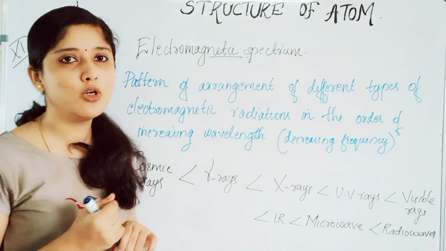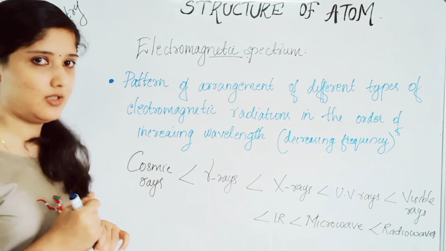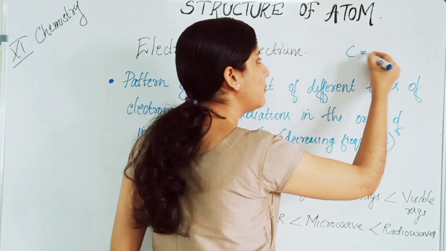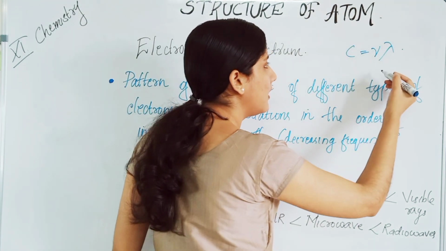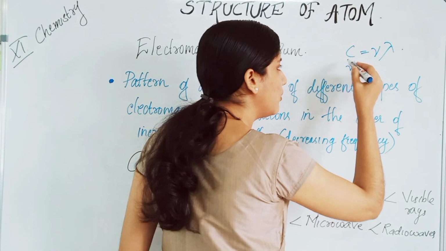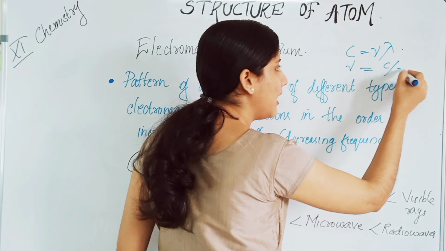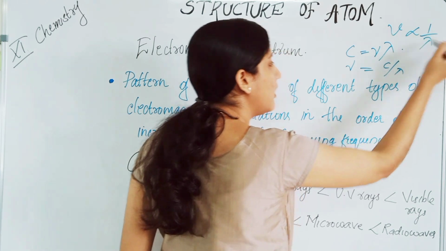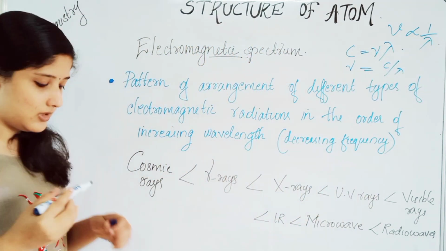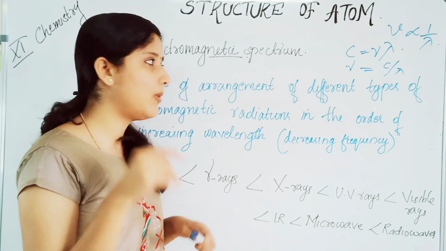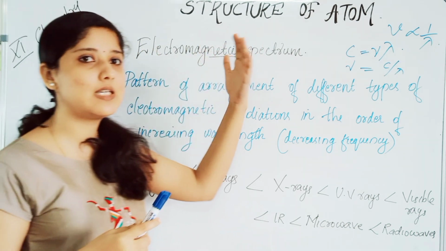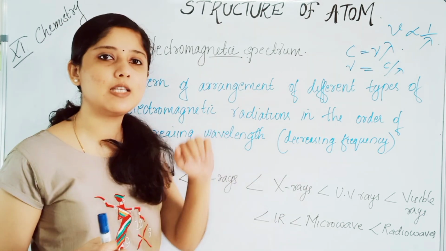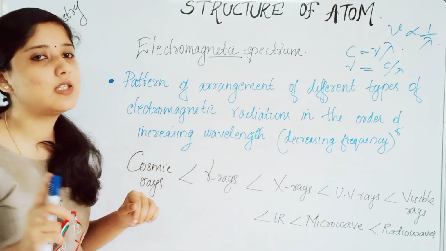c = nu lambda, we studied, isn't it? c is equal to nu lambda. That is, nu, the frequency, is equal to c by lambda. That is, nu is inversely proportional to what? Lambda, or nu is proportional to 1 by lambda. Okay, when frequency increases, wavelength decreases. That is, this order is in the increasing wavelength or decreasing frequency.